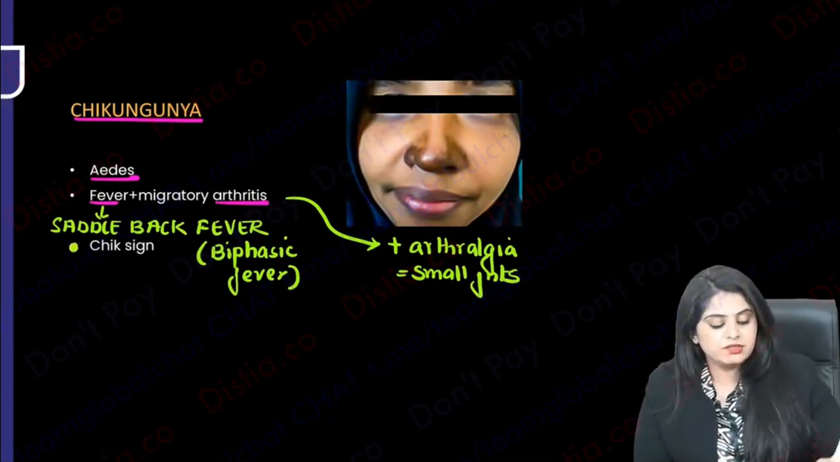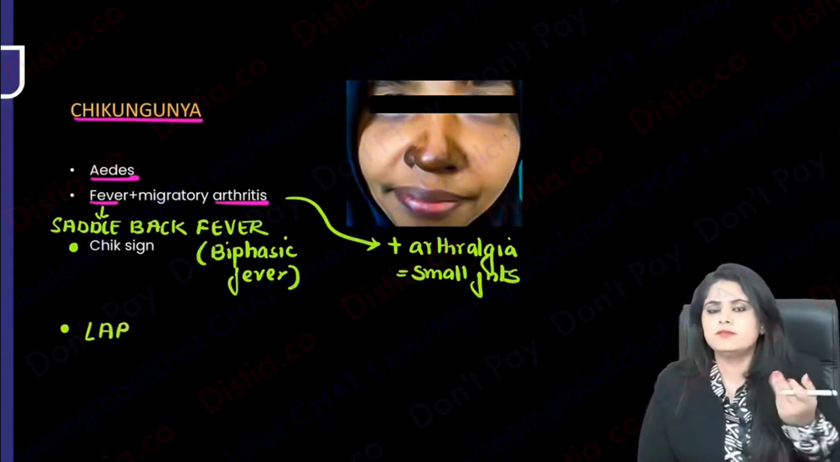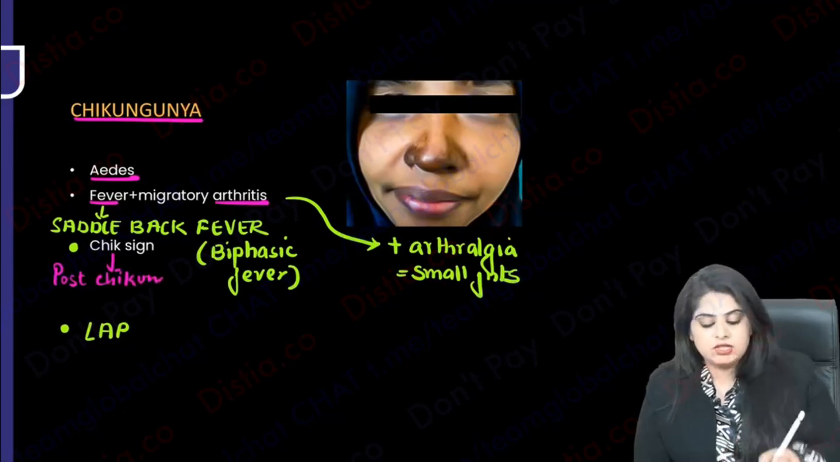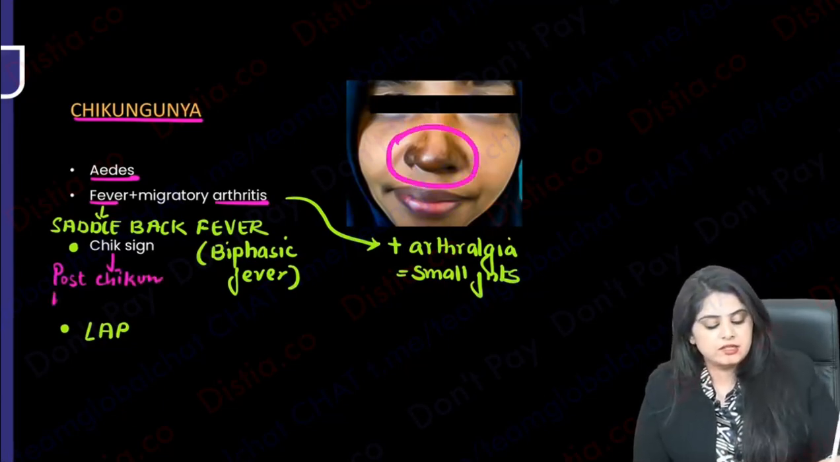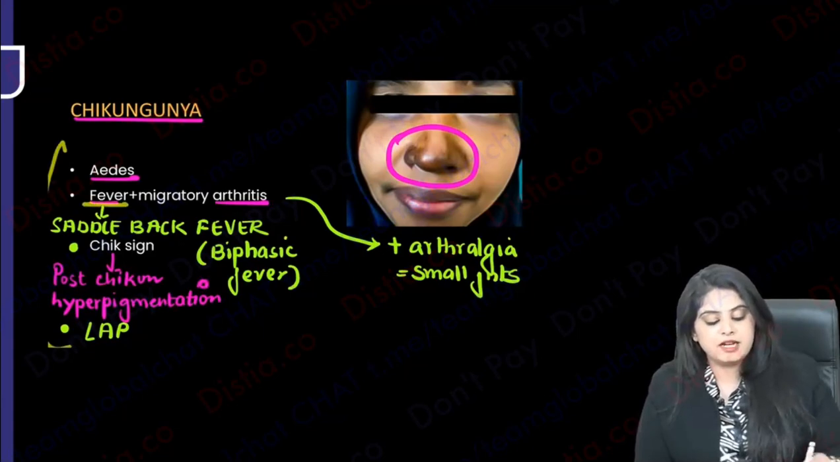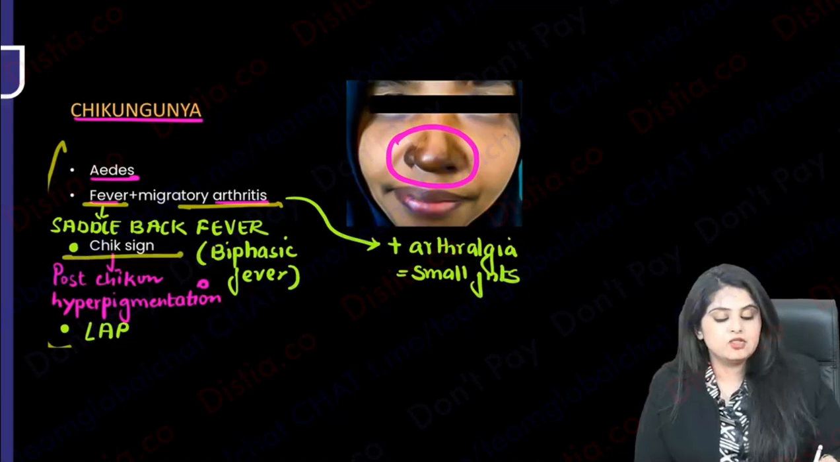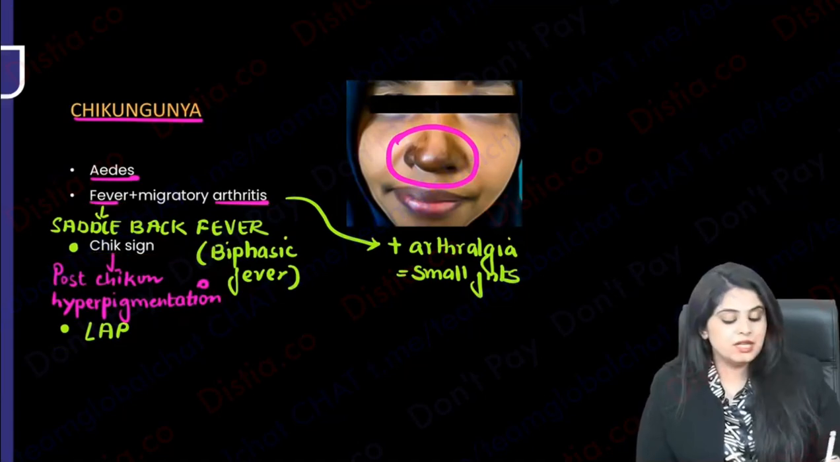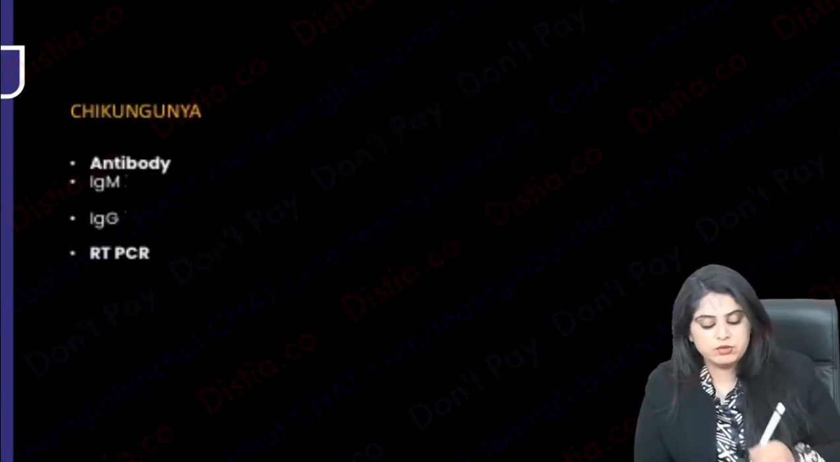What else can you see? You can see the chick sign, and you can also see lymphadenopathy. Lymphadenopathy, everyone knows, lymph nodes. Chick sign, you might be wondering. This is actually a kind of a post-chikungunya manifestation. Can you see this hyperpigmentation that has occurred? That is a chick sign. So post-chikungunya hyperpigmentation is going to be the chick sign. These are the clinical symptoms. So you have fever, saddleback, you have lots of joint pain. There is a chick sign, which is a hyperpigmentation post-chikungunya. So chikungunya, easy to learn. And finally, lymphadenopathy.